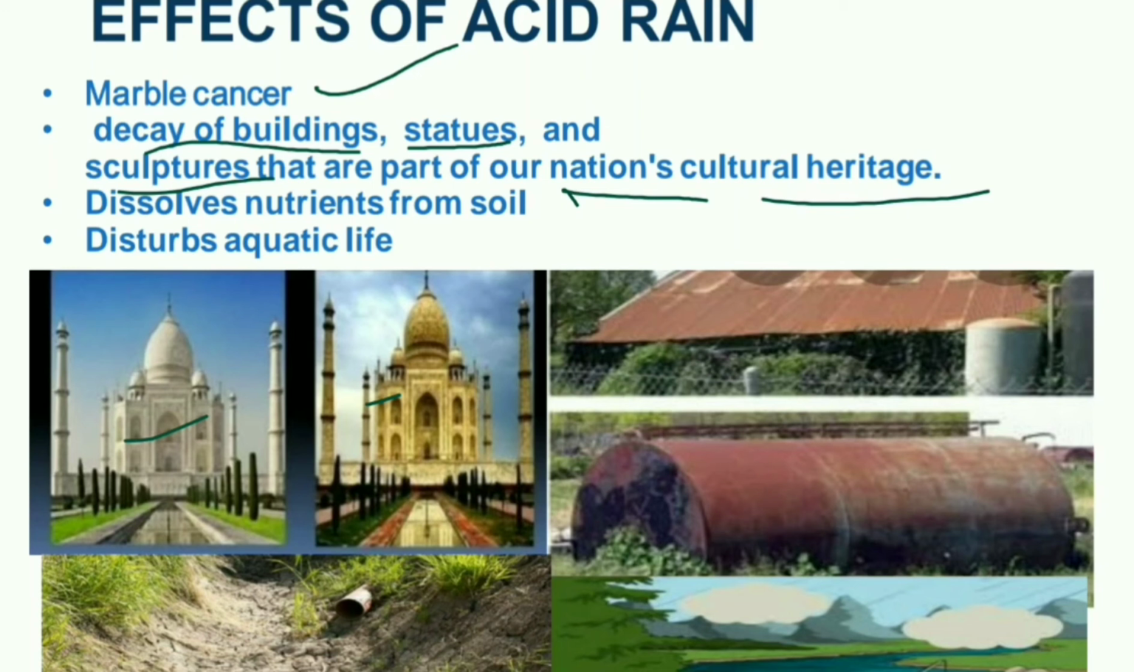It also dissolves the nutrients from the soil and makes the soil infertile. The top layer of the soil contains a large amount of nutrients which get dissolved by this acid rain, leaving behind soil which is poor for the growth of plants. It also causes damage to articles made of metals. They slowly get corroded and lose their shine.